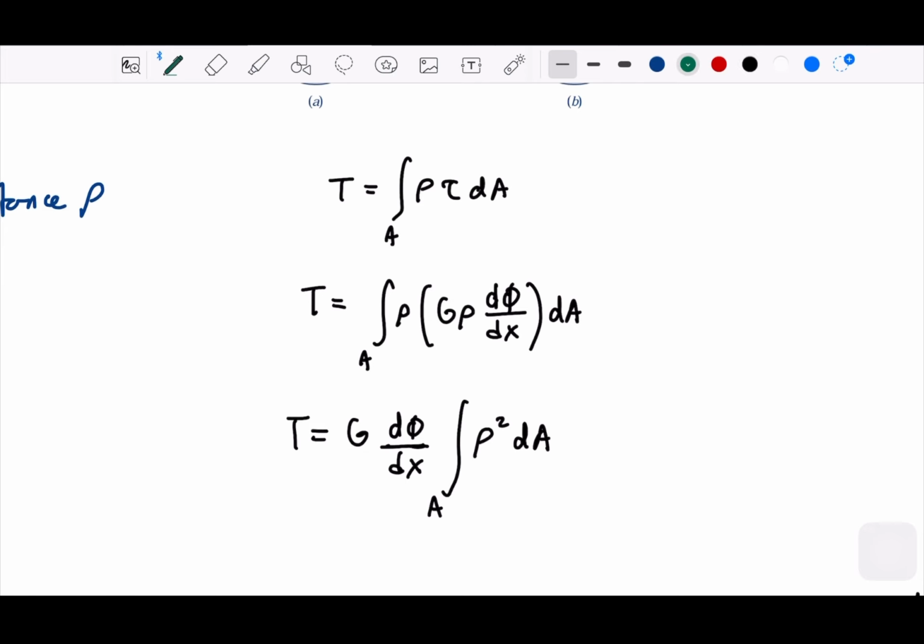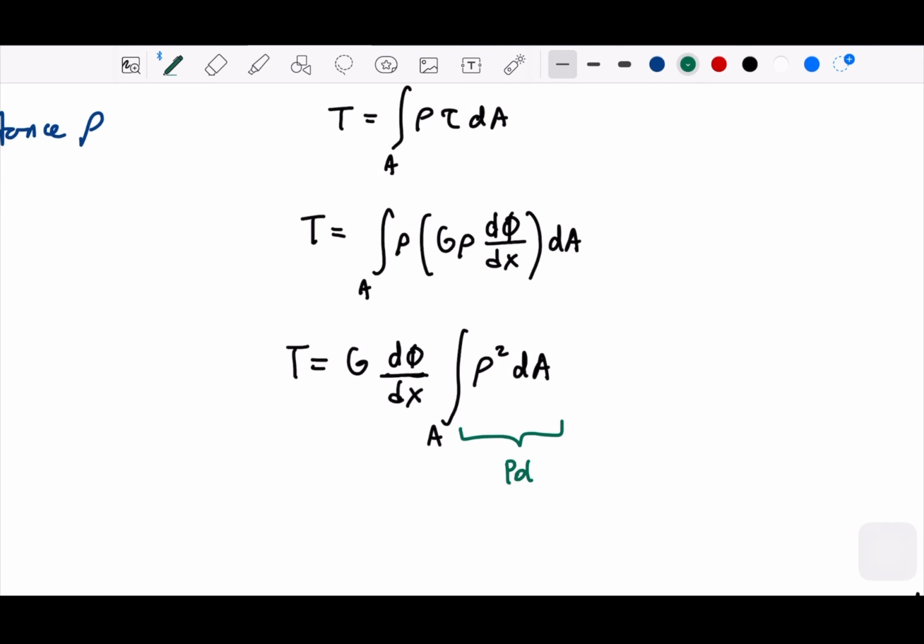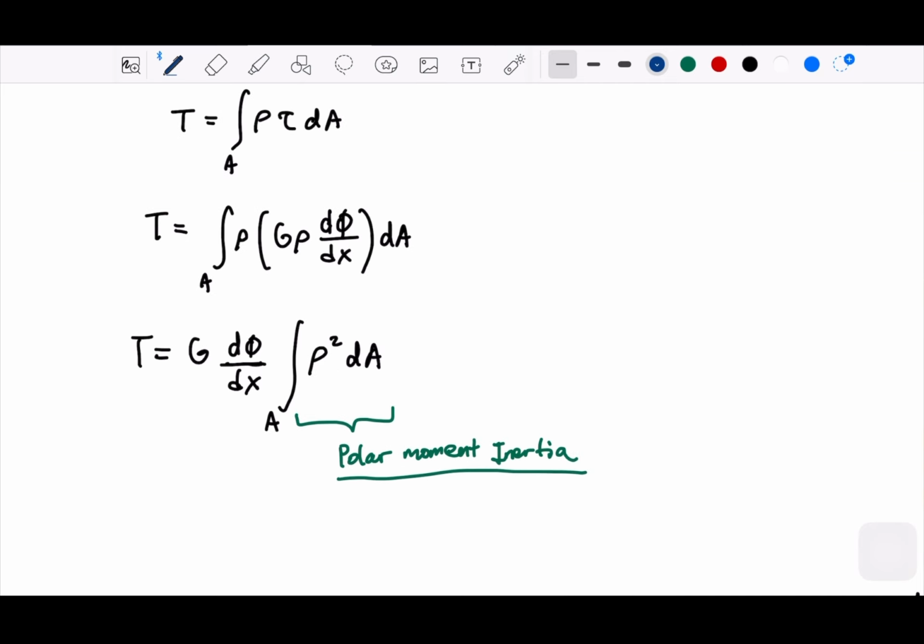Now, these integrations, this is what we call the polar moment of inertia. Okay. Now we need to simplify this by taking the inertia that we have already known before, supposedly, but let me just write the inertia.